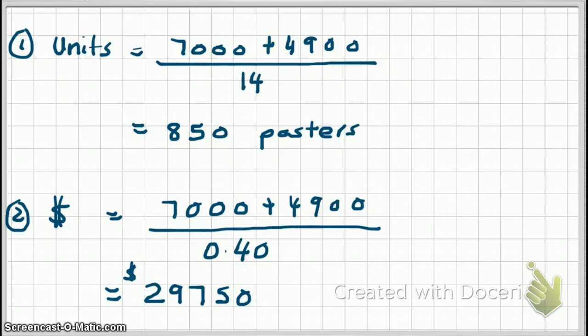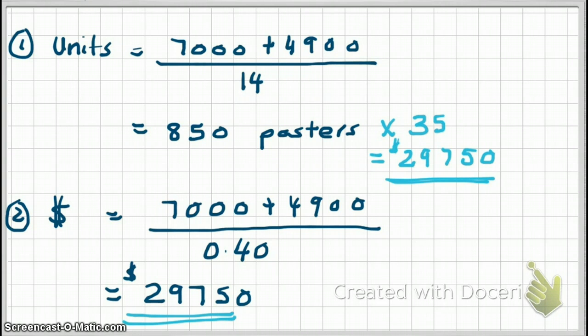You can also double check your answer. In requirement 1, you said we need 850 posters to make a profit of 4,900. You know that each poster sells for $35, so we can calculate sales dollars also to be 29,750, which is the same answer we got when we used that shortcut formula for number 2.